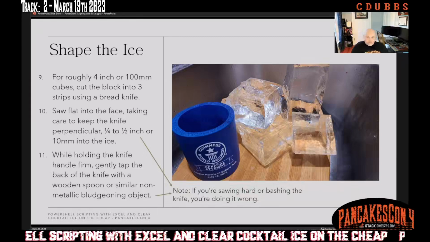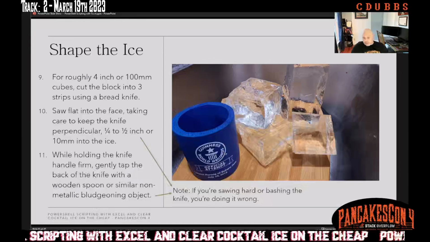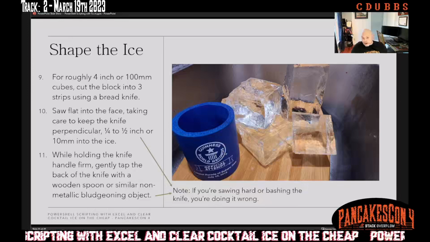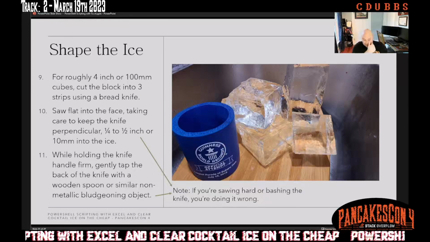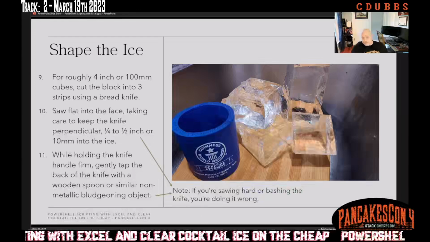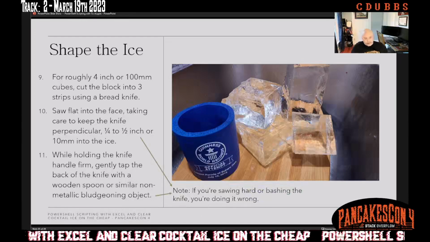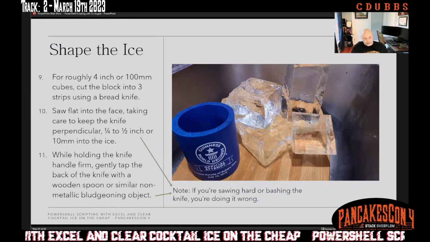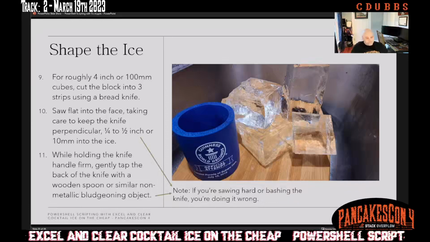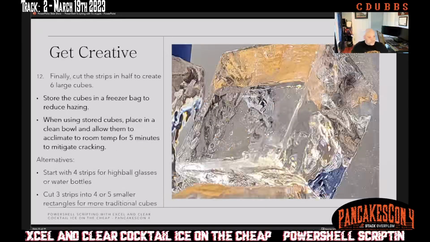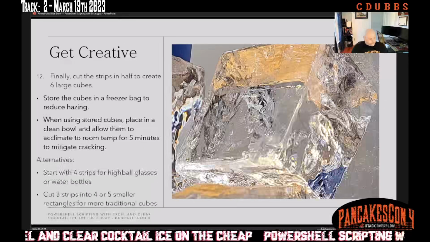So when it comes time to split, you want to hold the knife firmly in one hand, not pushing down hard, just holding it vertically firmly, and then tap the back of the knife. I use a wooden spoon. It's the safest thing that I can use, and it's a light tap. If you're beating on the knife, you're either not making good contact or you're doing something else wrong. This should be really low drama. And then finally, you cut each of those strips in half to get 6 large cubes.